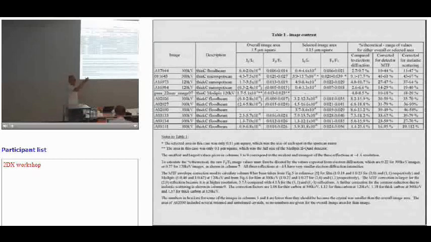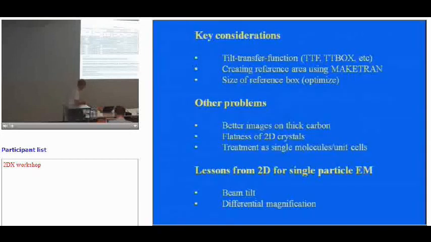And with high voltage microscopes now, 300 kV, you can use quite thick carbon, and it doesn't really affect you. So our message for 2D crystals is 300 kV and thick carbon. And obviously, having the sandwich method might help to keep it flat and so on. But of course, that's only on paraffin, and that's something that we've just been doing. So let me just finish now. I mentioned tilt transfer function, that you can get a better reference with MakeTran. I'm going to show you one more slide about the size of the reference box.